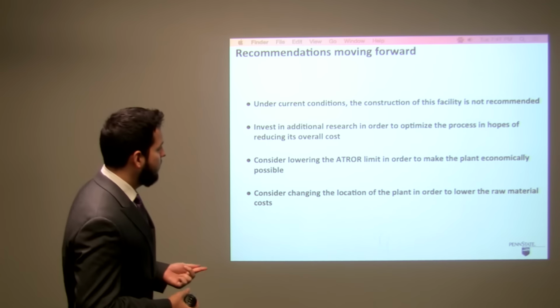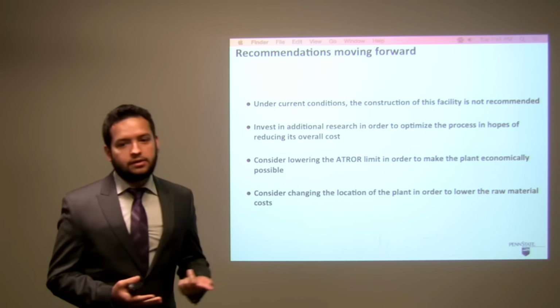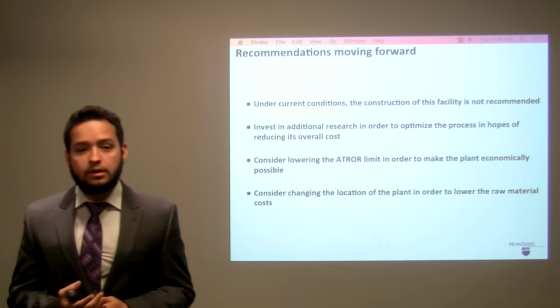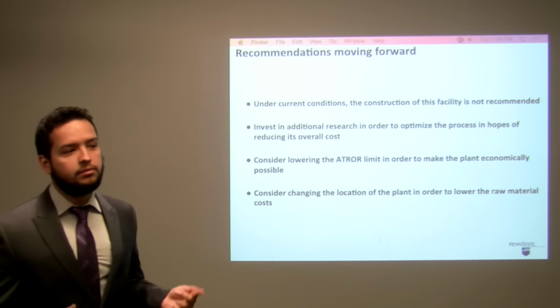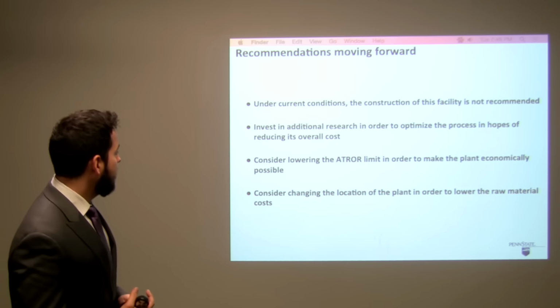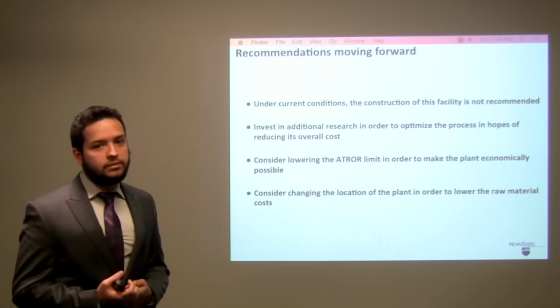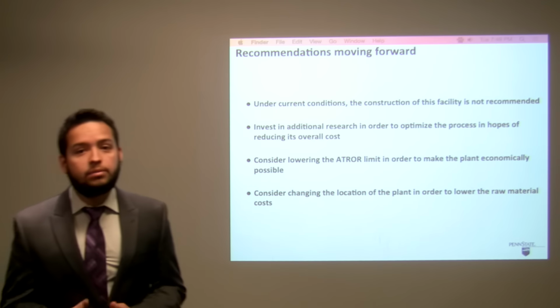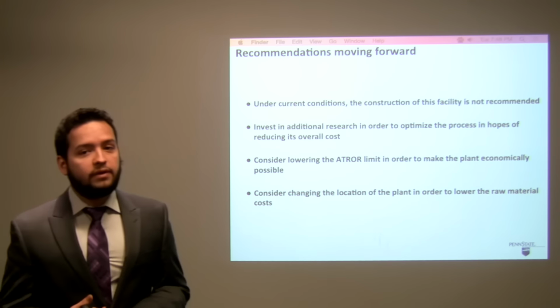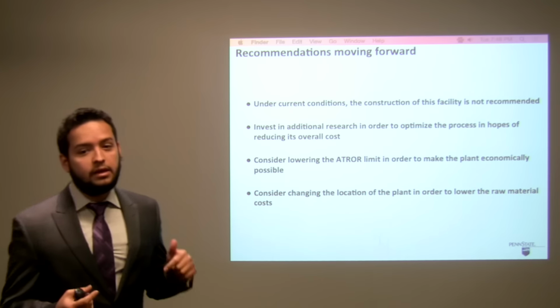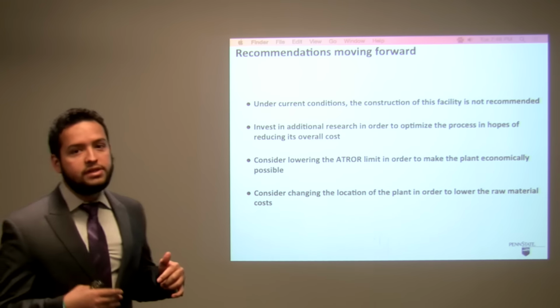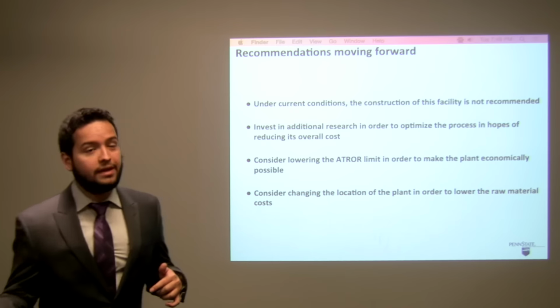For that reason, we recommend that additional research is done in order to figure out if we could optimize our process in order to lower our overall price and thus make the feasibility higher, per se. Considering a lower ATROR limit is also something that could potentially make our plant feasible. At this point, we found that if our ATROR was allowed to lower down to 12.02%, we could actually have an NPW near 0, allowing us to actually construct the plant.